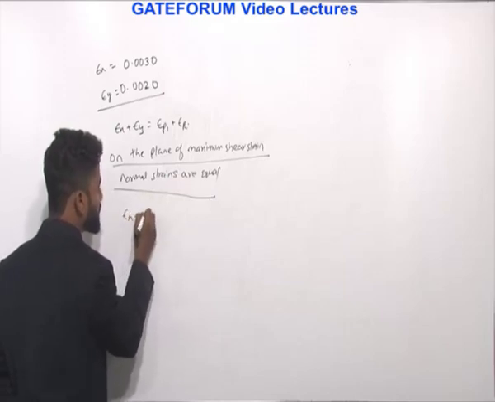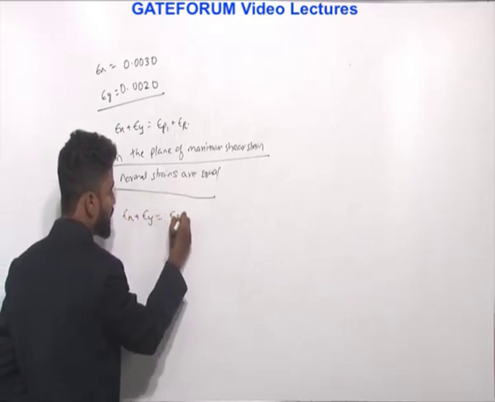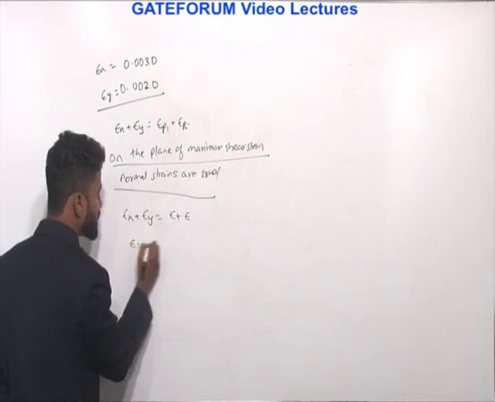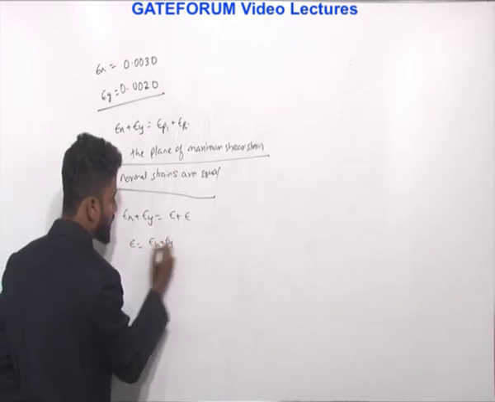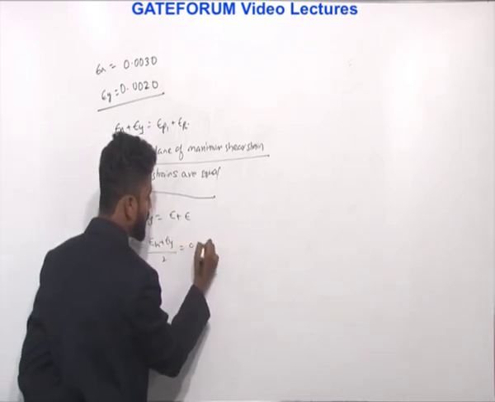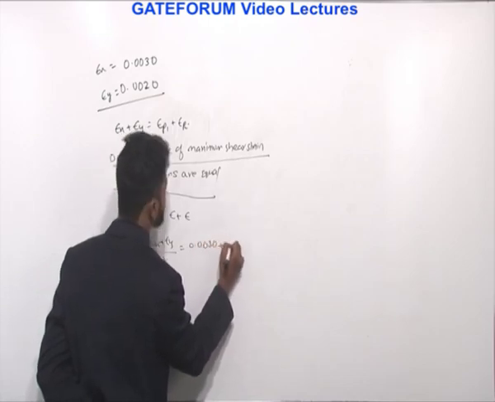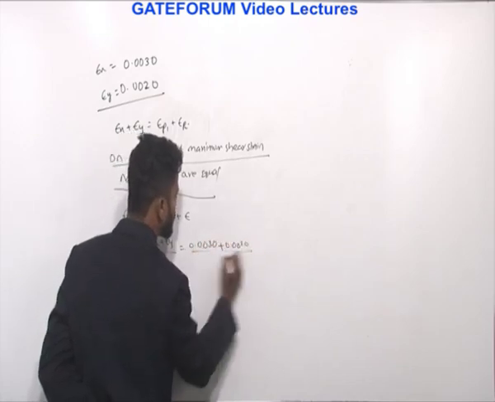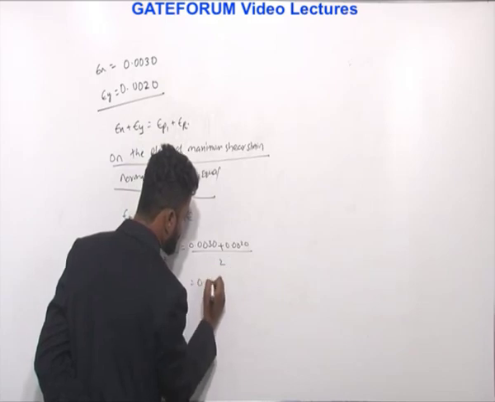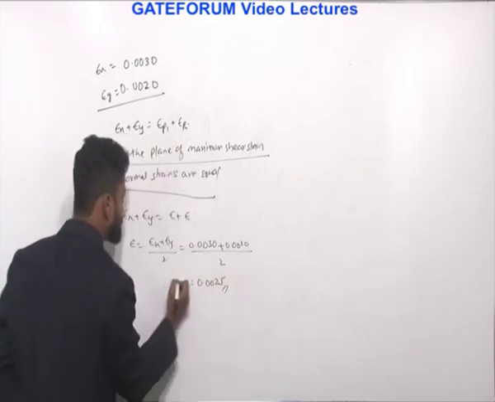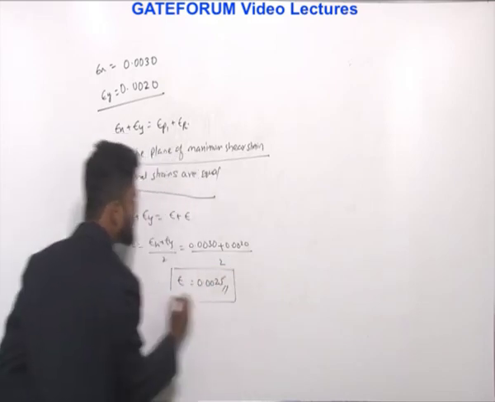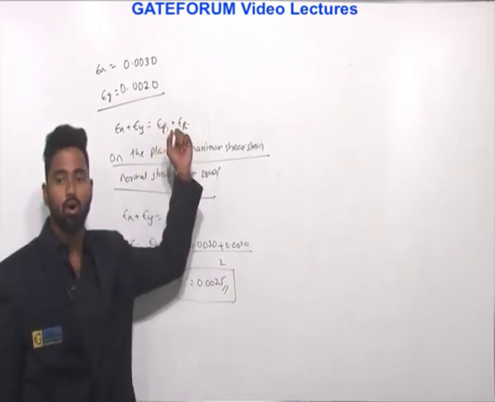So εx plus εy is equal to ε plus ε. So ε is equal to (εx plus εy) by 2, that is equal to (0.0030 plus 0.0020) by 2, that is equal to 0.0025. This you can directly calculate. This is the strain invariant concept.